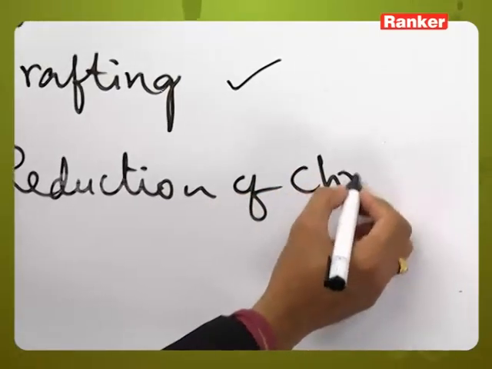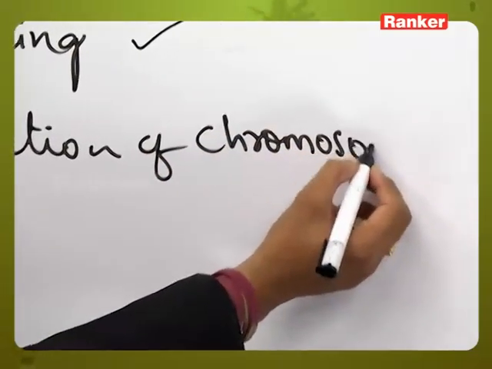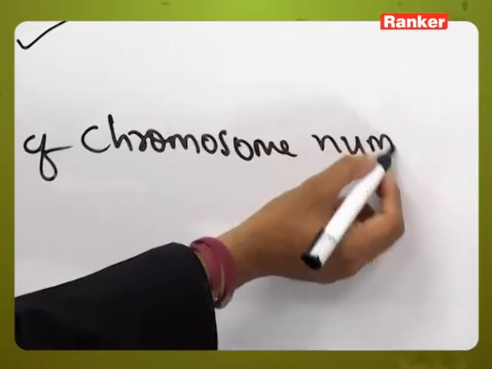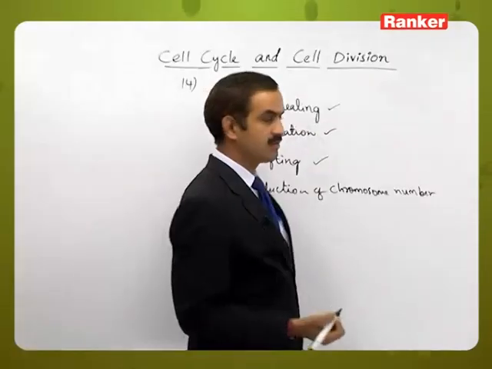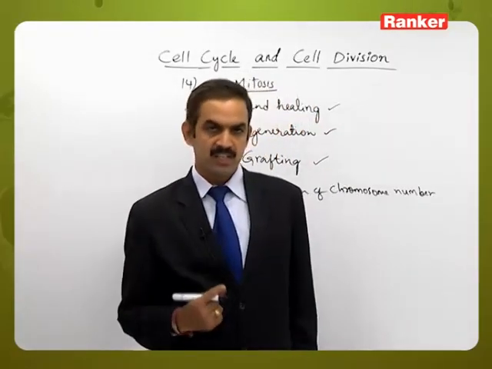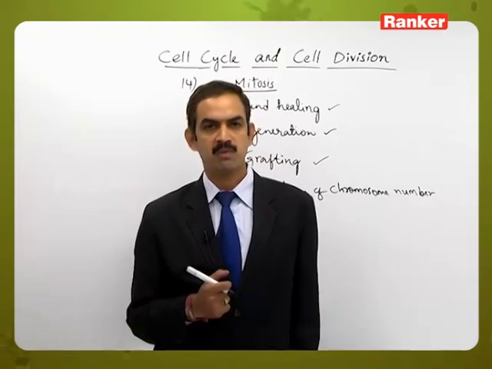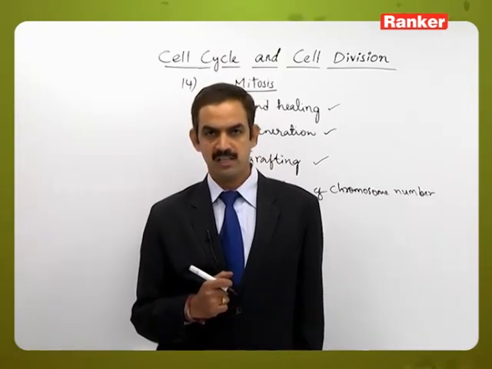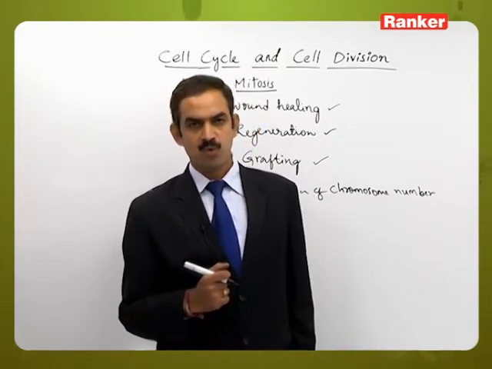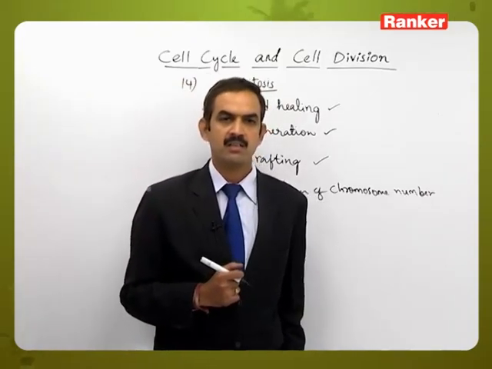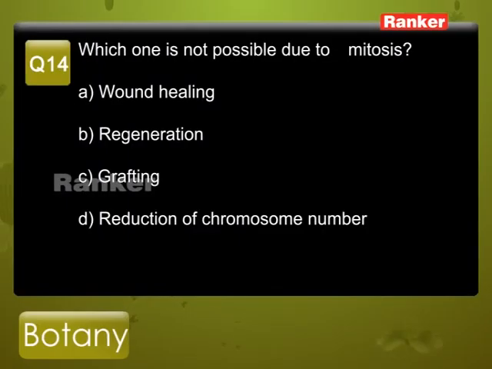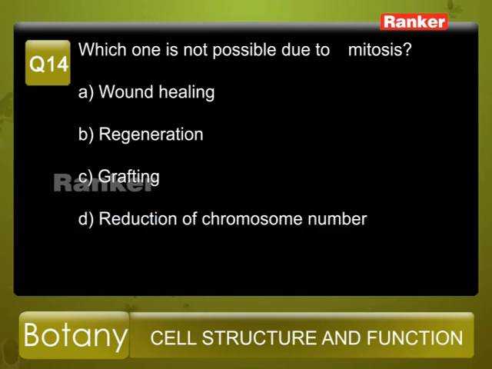Here, the reduction of chromosome number, actually mitosis does not lead to the reduction of chromosome number, because whatever the chromosome number that is there in the parental cell, the same number of chromosomes will be maintained in the daughter cells. Whereas reduction of chromosome number is the significant character related to meiosis. So from the given options, option D is the correct answer.